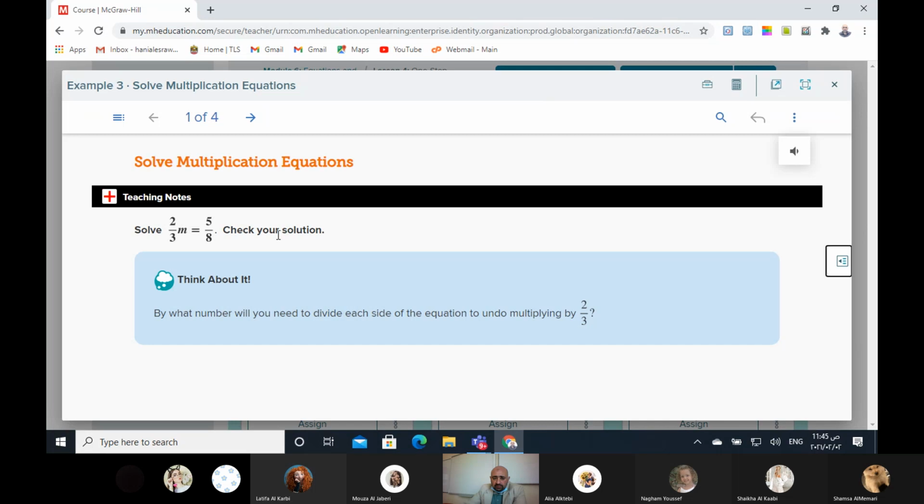Now we have this problem. Solve 2 over 3 m equals 5 over 8. I want all of you to write this equation in your notebook and please try to find the solution. What is the value of m? Start please, you have 3 minutes.